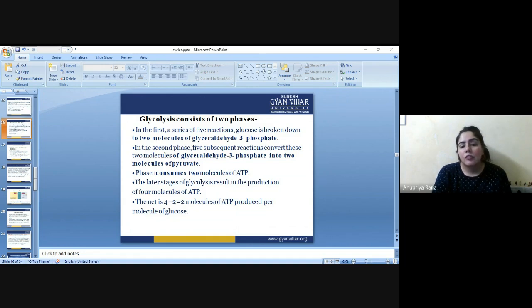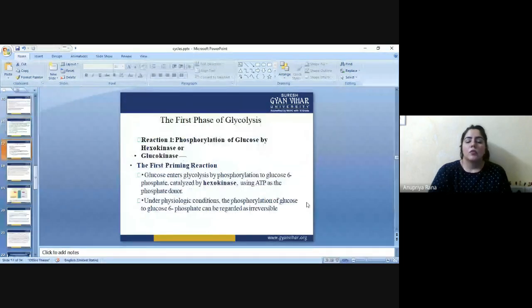The later stages of glycolysis result in the production of 4 molecules of ATP, and the net is 4 minus 2 equals 2 molecules of ATP produced per molecule of glucose. So now we will see the first phase of glycolysis, or you can say reaction 1.